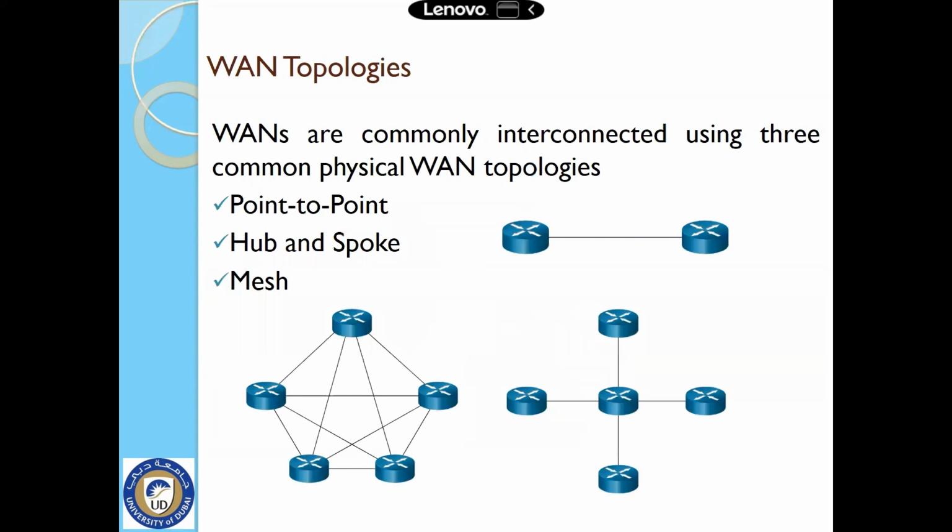And adding to the previous one, there are wide area network topologies, which are basically routers. They are commonly interconnected using 3 common physical topologies. Point to point, like in this one, just 2 LANs next to each other. Remember, each router usually represents a LAN. Hub and spoke, like this one, where the hub distributes the message to all. And then there's mesh. Mesh, everything is connected to each other.